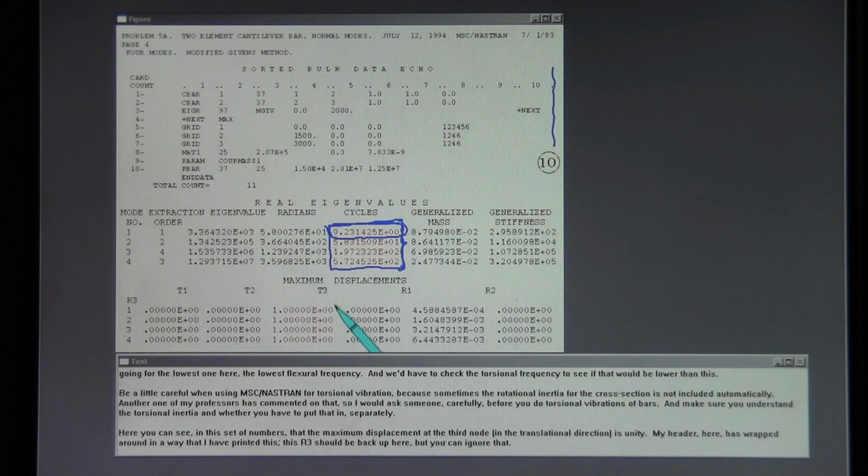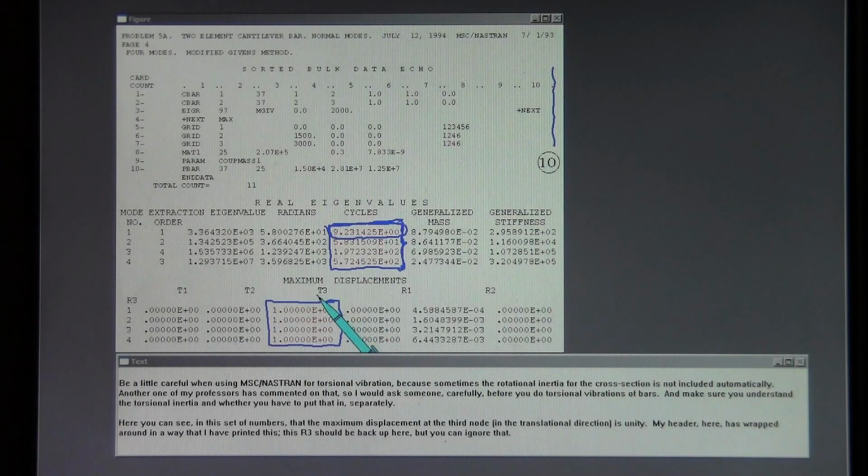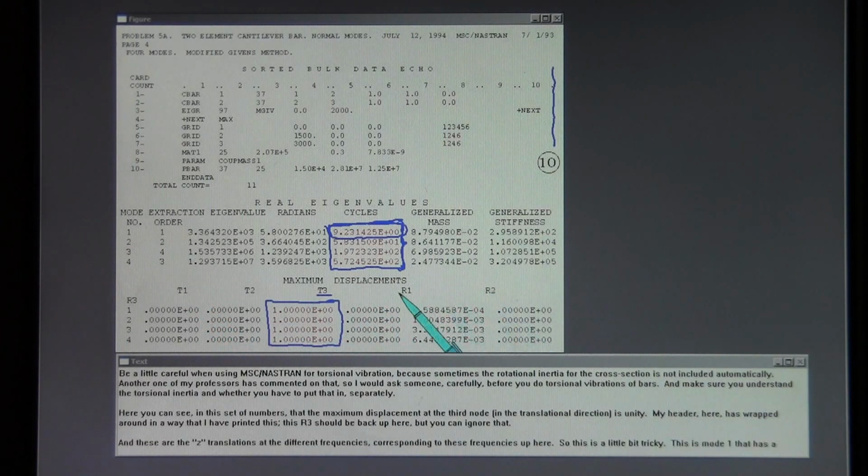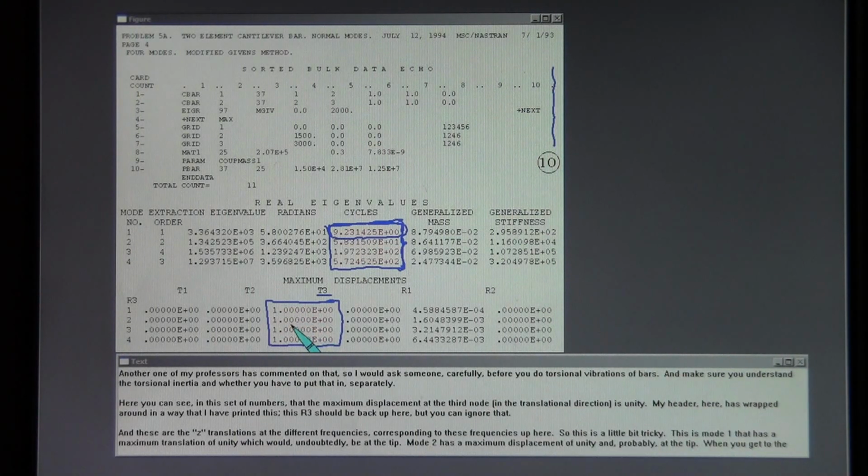Here you can see in this set of numbers that the maximum displacement at the third node in the translational direction is unity. My header here has wrapped around in the way that I have printed this. This R3 should be back up here, so you can ignore that. And these are the Z translations at the different frequencies corresponding to these frequencies up here.